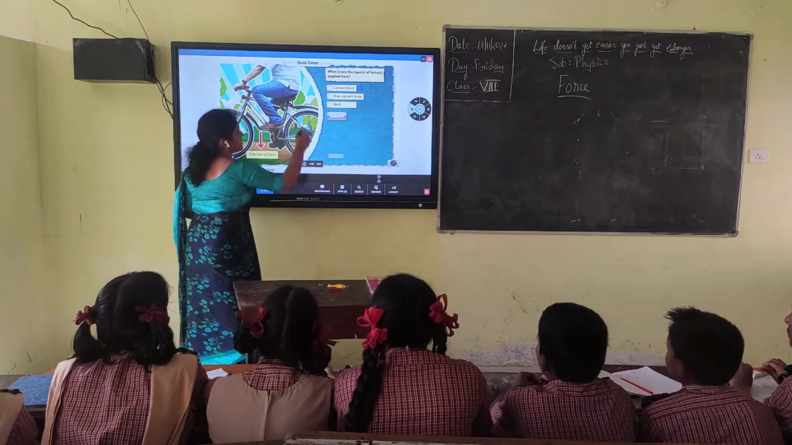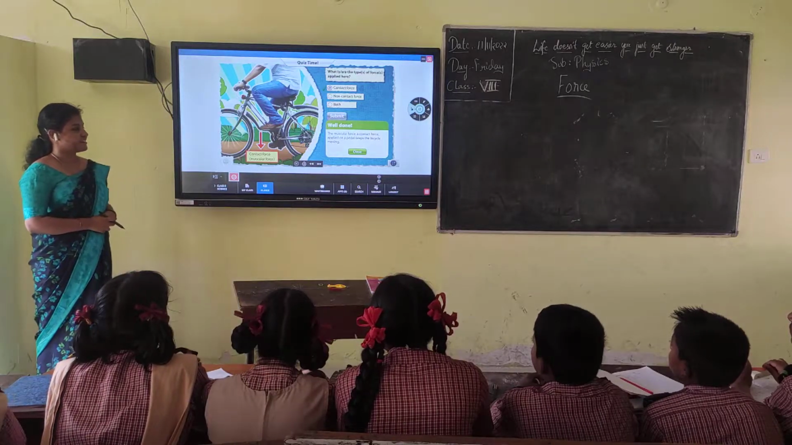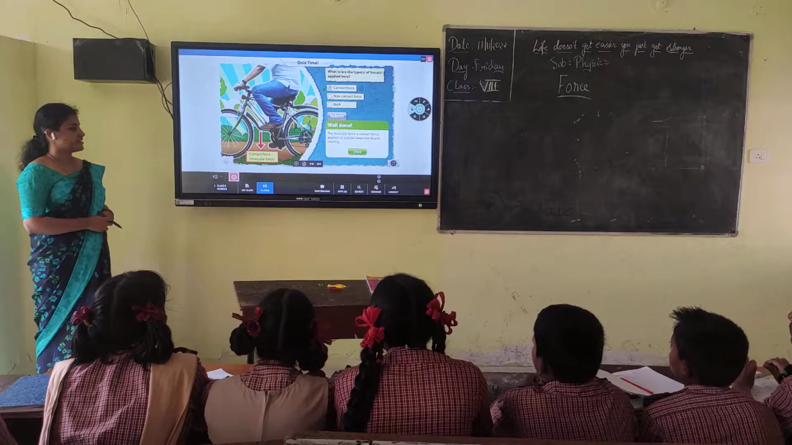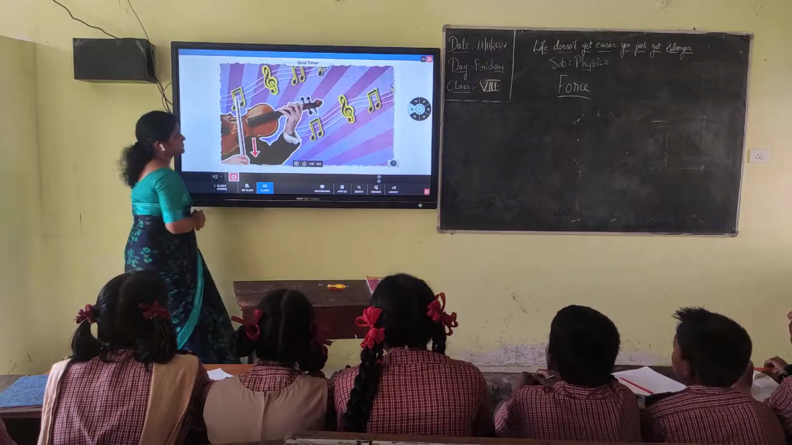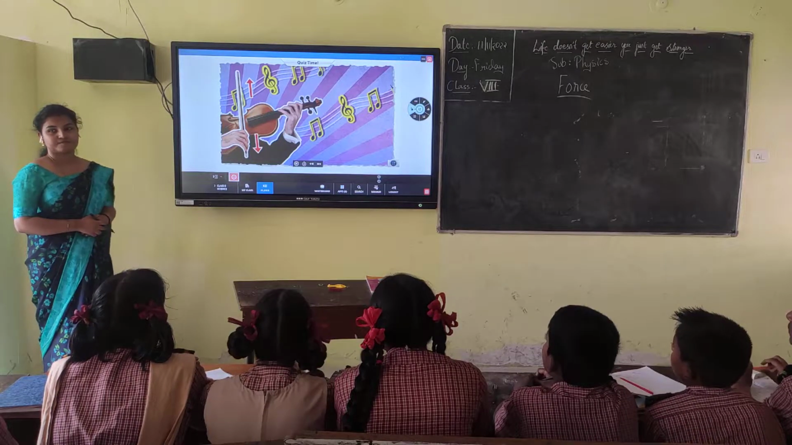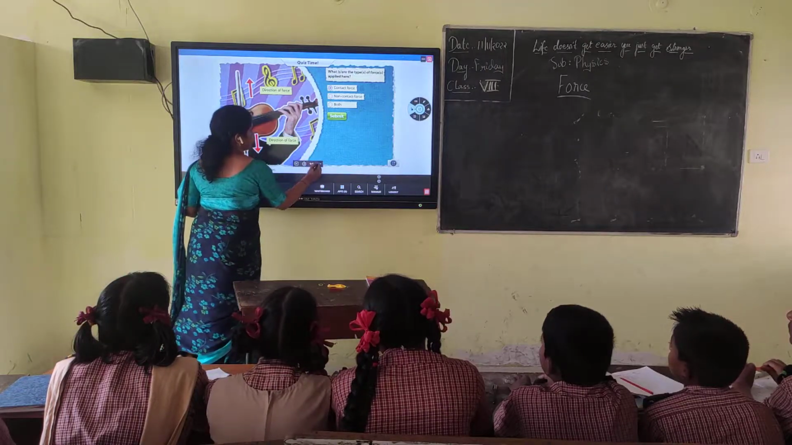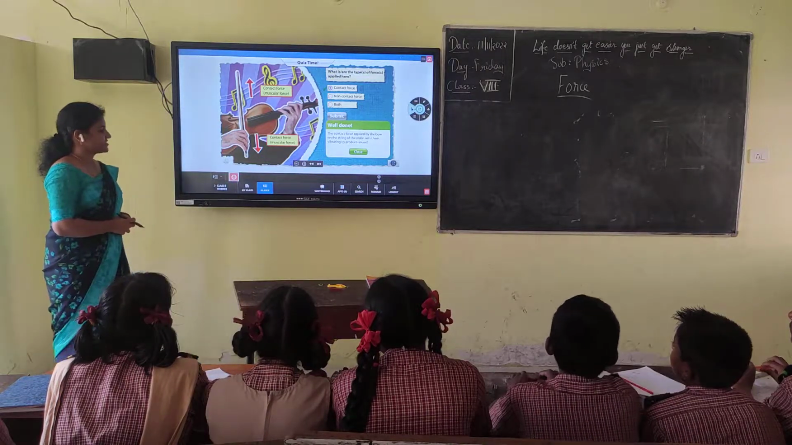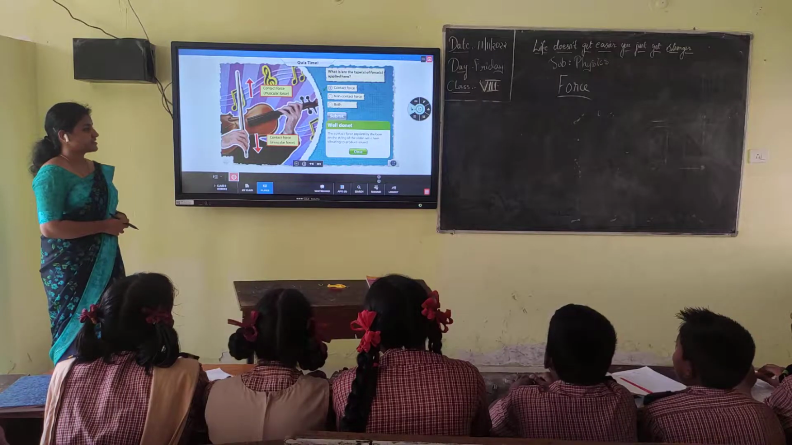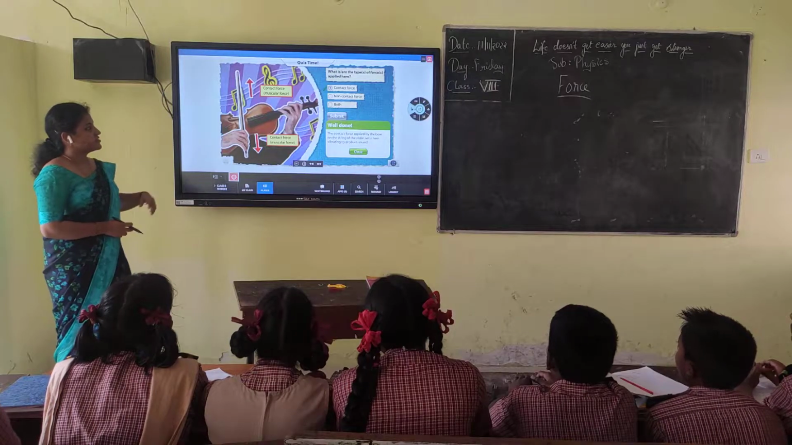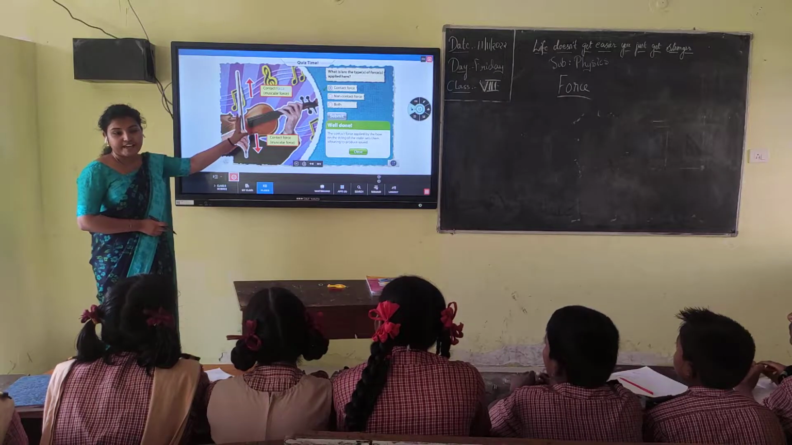Contact force. Is it? Well done. Yes. The muscular force, a contact force applied on the pedal, keeps the bicycle moving. Well done. The contact force applied by the bow on the strings of the violin sets them vibrating to produce sound. So here we are using muscular force on this object. So this is the contact force.